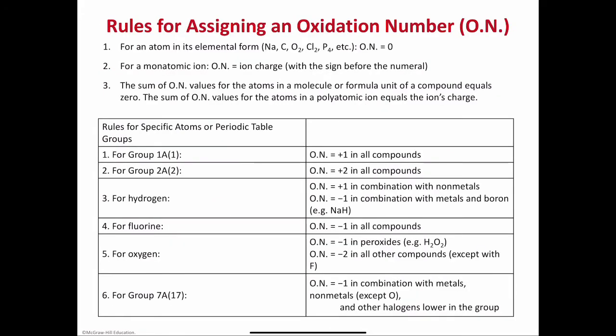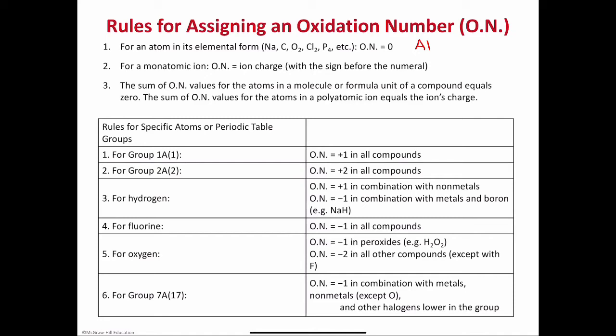Let's take a look at the rules for assigning oxidation number. It says that an atom in its elemental form has an oxidation number of 0. So this is any element on the periodic table, including things like the diatomic elements or phosphorus, which exists as P4. They all have an oxidation number of 0. So if I just pick an element like aluminum, it would have an oxidation number of 0.